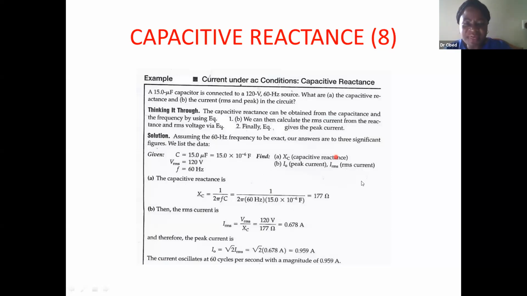So the first step in answering any question is to try to understand what the question is telling me to do. What am I asked to do? A is very straightforward: capacitive reactance, you know the formula. Then the current RMS and the current peak. What is current peak? I naught is the peak current, and IRMS is the RMS current.